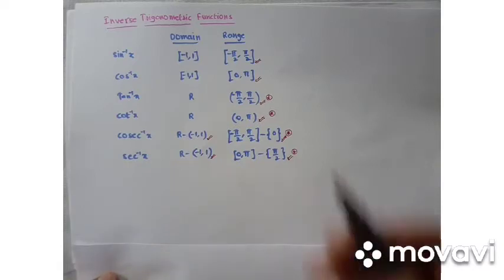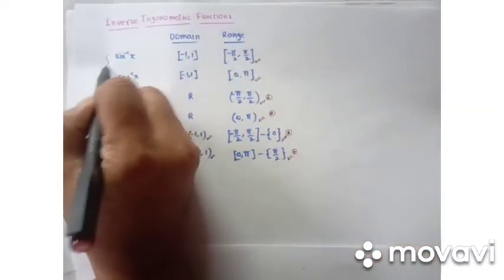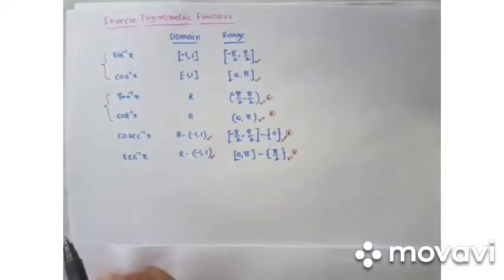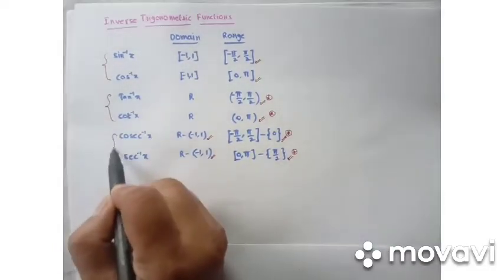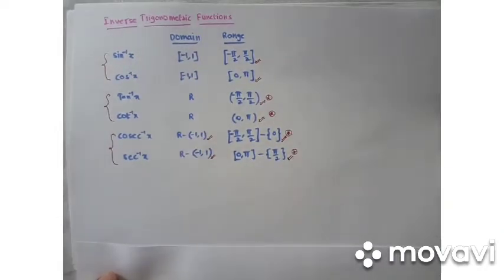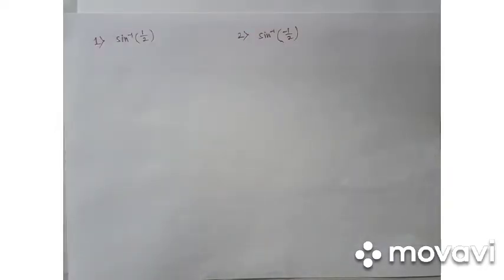Remembering can be done easily considering sine and cos inverse at a time, tan and cot inverse at a time, cosec and secant inverse at a time. Now we'll see a few of the questions related to the exercise 2.1.